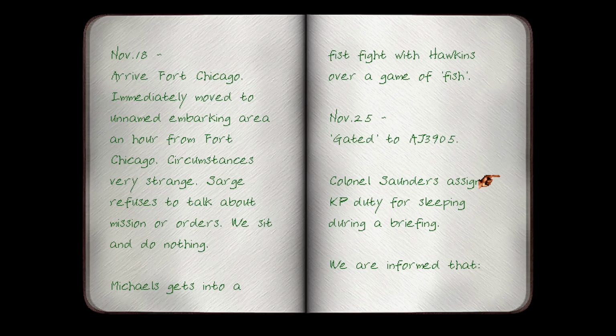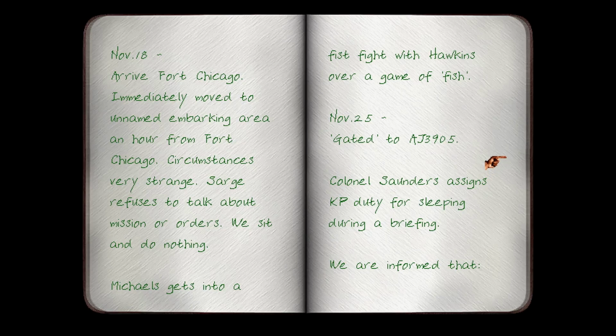November 18th, arrive Fort Chicago. Immediately move to unnamed embarking area an hour from Fort Chicago. Circumstances very strange. Sarge refuses to talk about mission or orders. We sit and do nothing. Michaels gets into a fist fight with Hawkins over a game of fish. November 25th, gated to AJ3905.